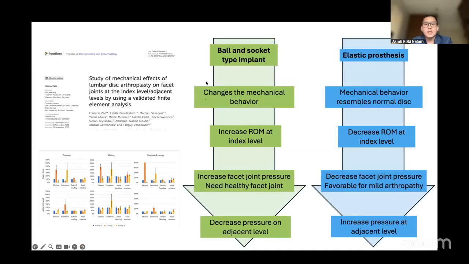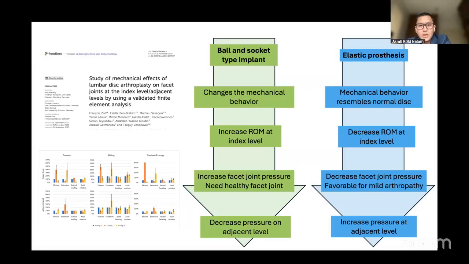If we look at these two types of implants, to be honest, I don't have any experience with other types of implants in the lumbar spine. I only have experience with the ball and socket type implant and the elastic prosthesis. So basically, with the ball and socket type of implants, we try to change the biomechanics of the spine itself, because with the ball and socket implants, there is no compression movement on the spine itself.